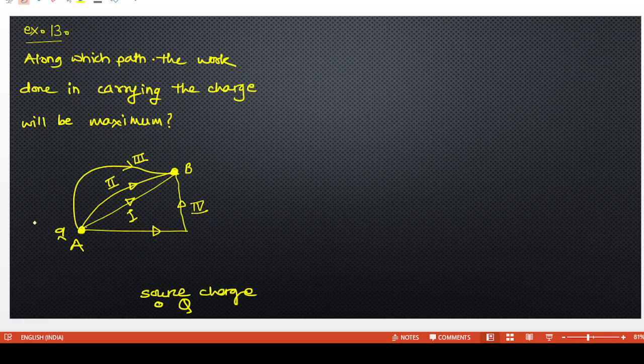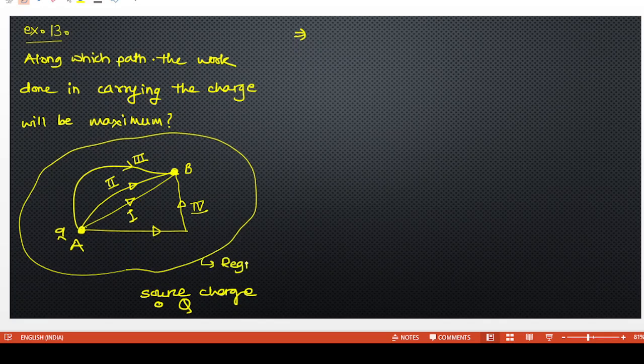Which will produce the electric field in this region. And in the electric field of this source charge, you have to move this test charge q from point A to point B. You have to move the point charge small q from point A to point B. Now, this charge capital Q will produce an electric field in this region. This source charge will produce some electric field in this region. So you can call this the region of electric field.